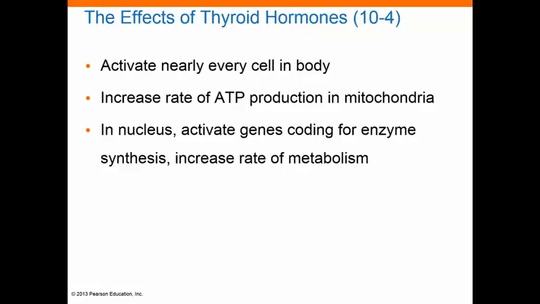Thyroid hormones affect almost every cell in the body. Inside the cell, they bind to receptor sites on mitochondria and in the nucleus. In the mitochondria, the rate of ATP production is increased. Thyroid hormone receptor complexes in the nucleus activate genes coding for the synthesis of enzymes involved in glycolysis and energy production, resulting in an increased rate of metabolism and oxygen consumption in the cell. Normal production of thyroid hormones establishes a background rate of cellular metabolism.